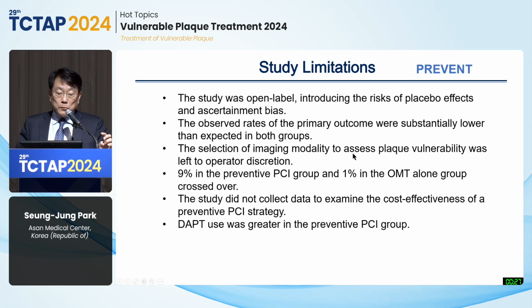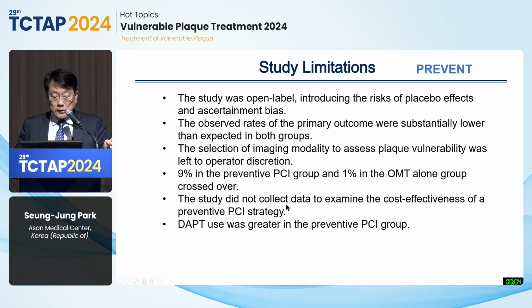Right, study limitations: open label, introducing risk of a placebo effect. The observed rate of primary outcome was substantially too low. The selection of imaging modality to assess plaque vulnerability was left to operator discretion. 9% in preventive PCI, 1% in the OMT group.